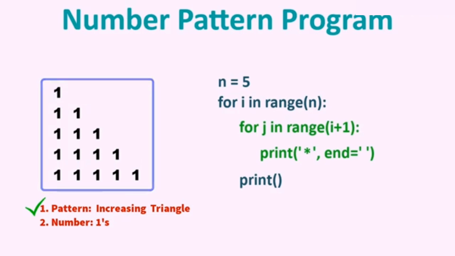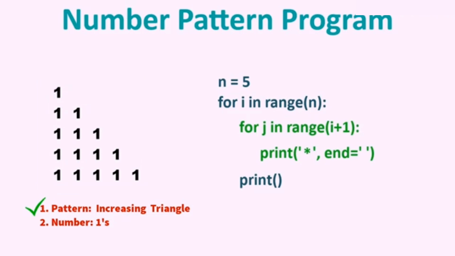Now we will come to numbers. We see that this has the same constant number in the pattern. So the only change you need to make here is, instead of star, print the number 1, and you are ready with the pattern code.